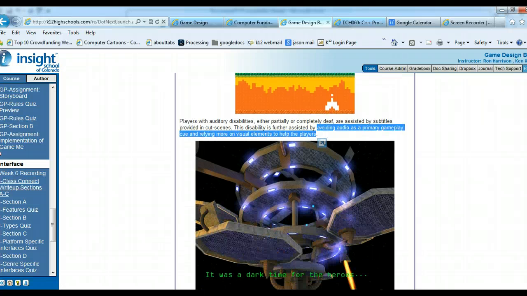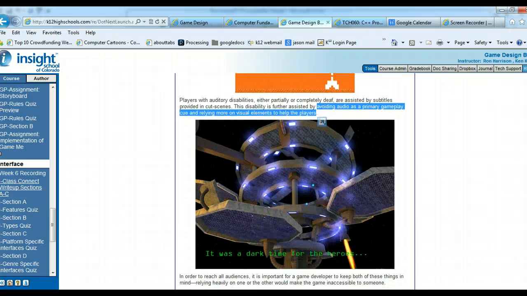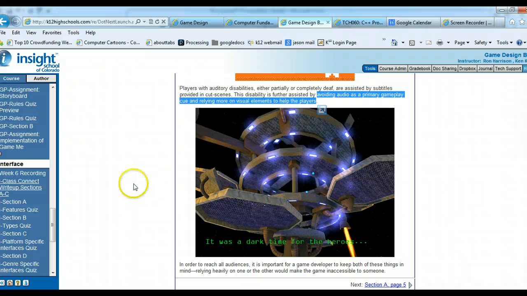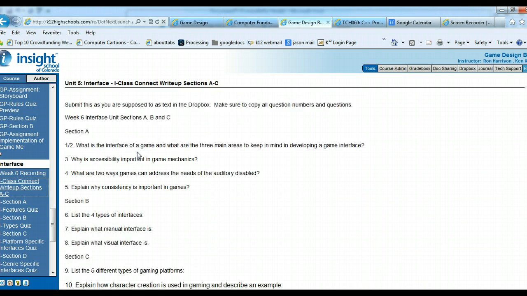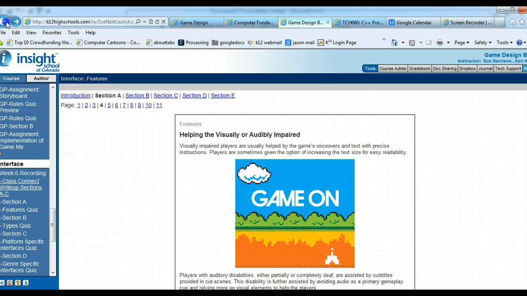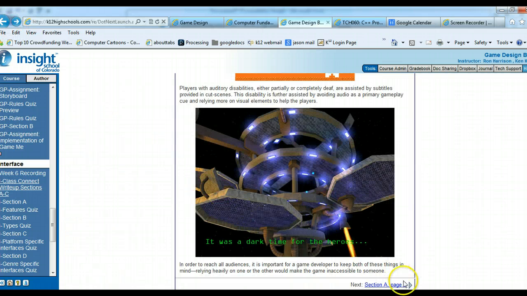And the reason I mention that is because that's the Class Connect write-up question. So if I go back to this, it says right here, what are two ways games address the need of auditory disabled? I just said that, right? So more about people with disabilities.